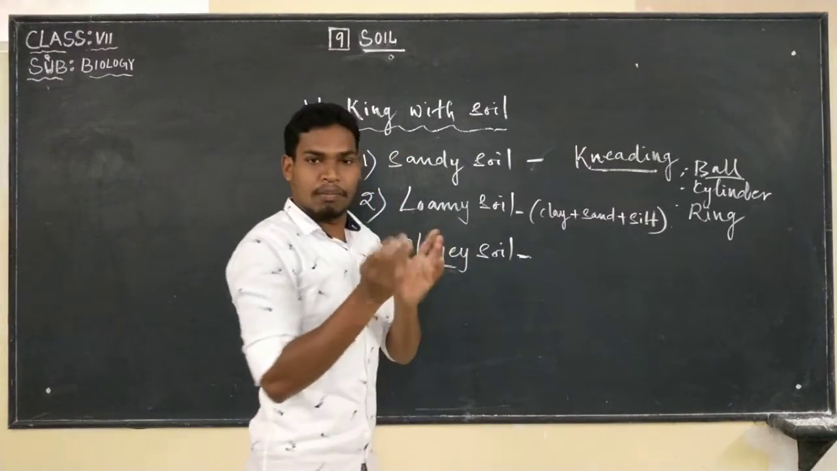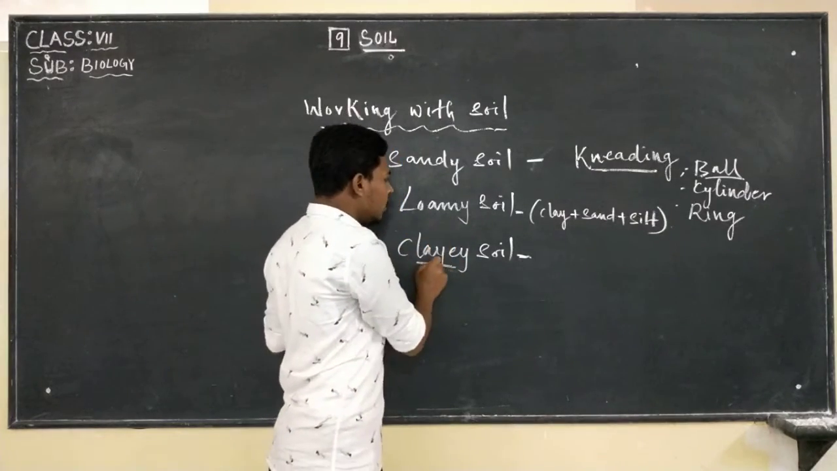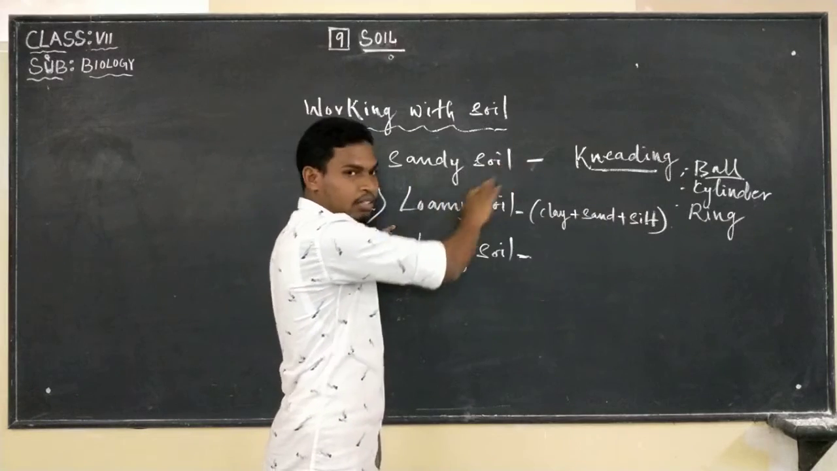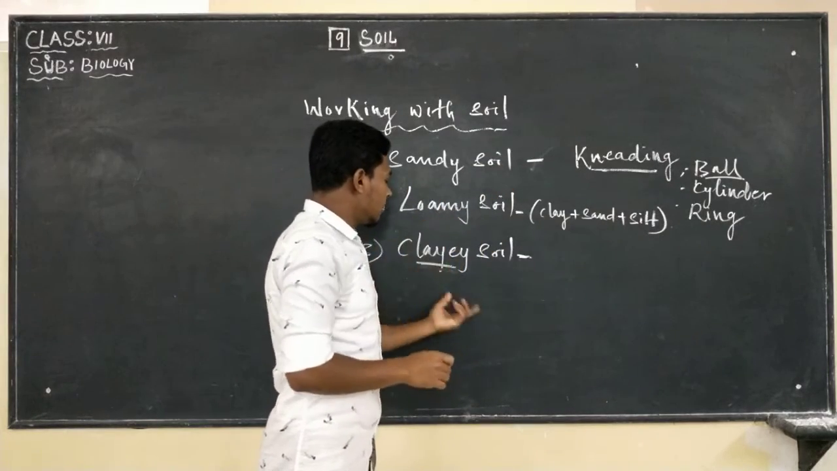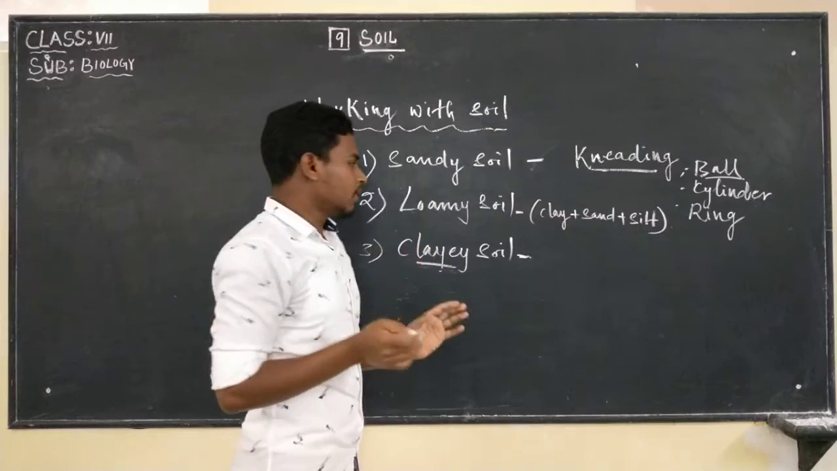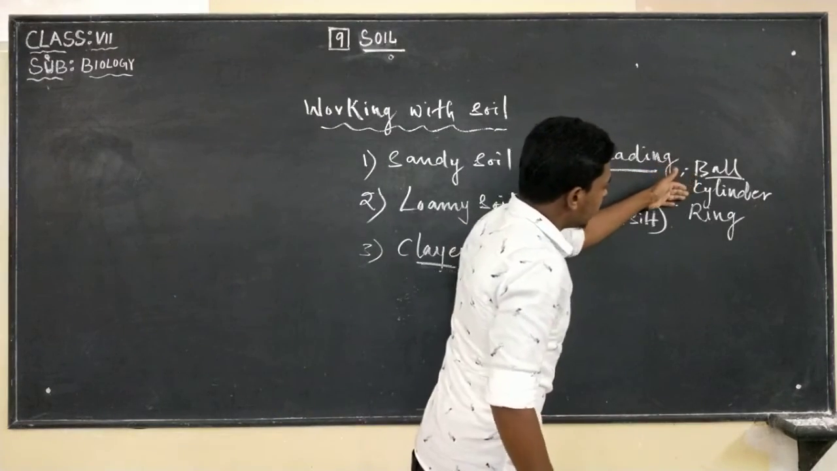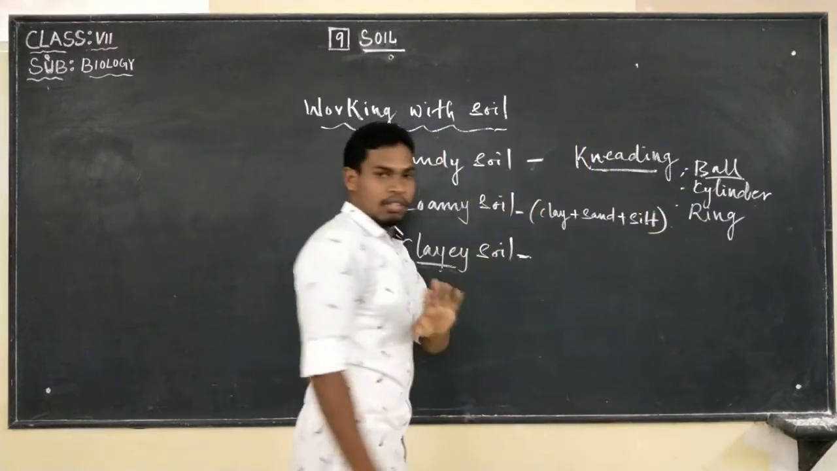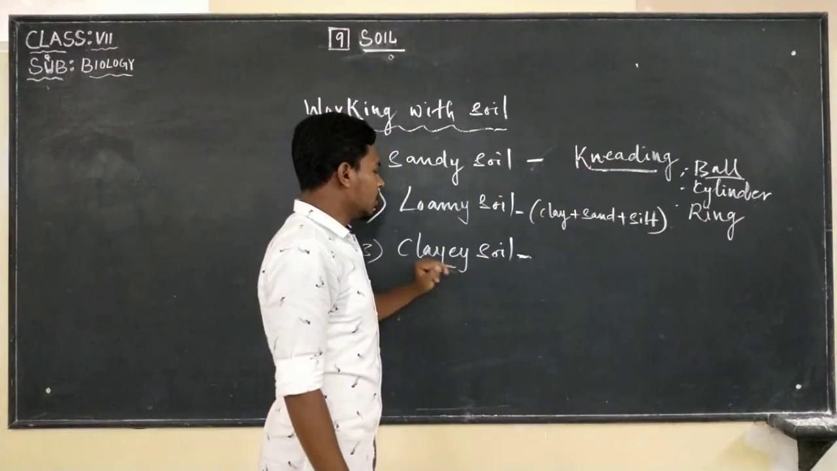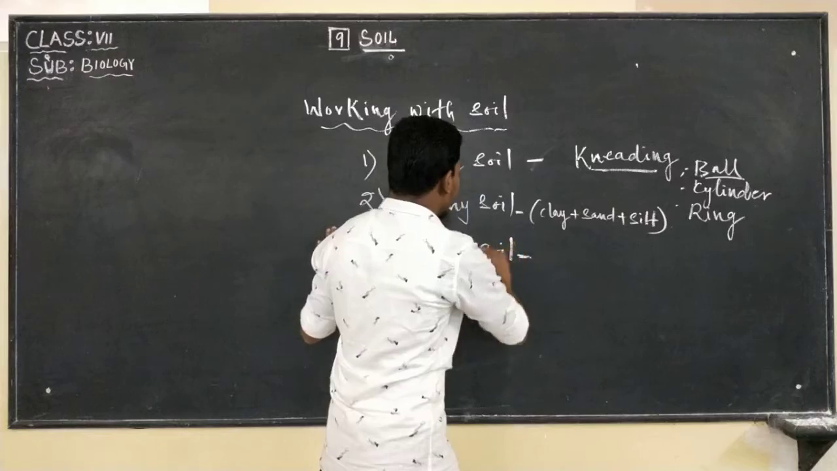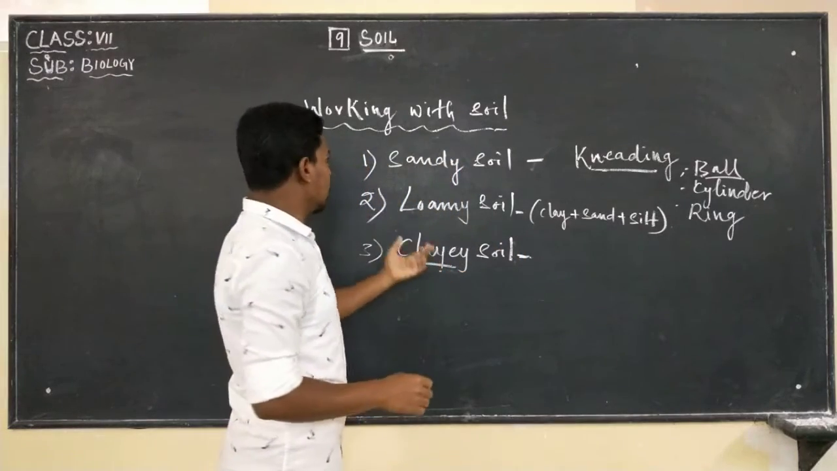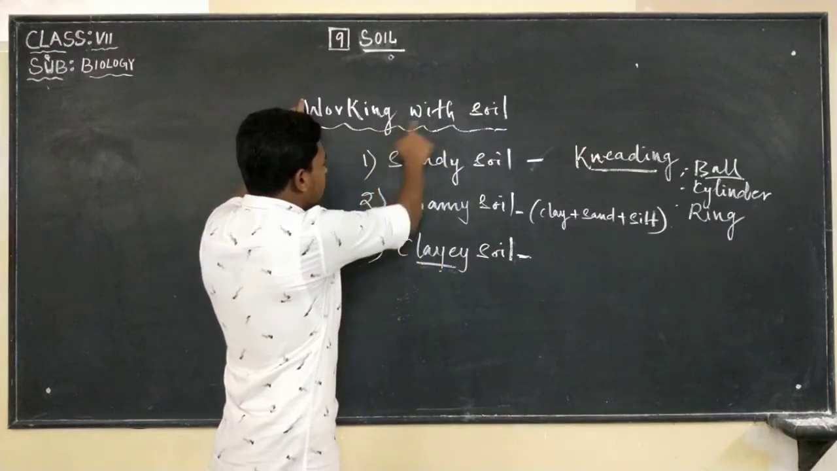Even the clay pots are made up of clay soil and not with sandy soil and loamy soil. So it is clay soil that is going to give a proper shape like ball, cylinder and ring. Clay soil is not going to break. Okay, so this is the characteristic of clay soil. And we did what? Working with soil.